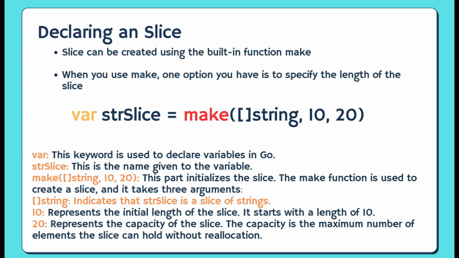Var, this keyword is used to declare variables in Go. Slice, this is the name given to the variable. make([]string, 10, 20), this part initializes the slice. The make function is used to create a slice, and it takes 3 arguments. String indicates that slice is a slice of strings. 10 represents the initial length of the slice. It starts with a length of 10. 20 represents the capacity of the slice. The capacity is the maximum number of elements the slice can hold without reallocation.